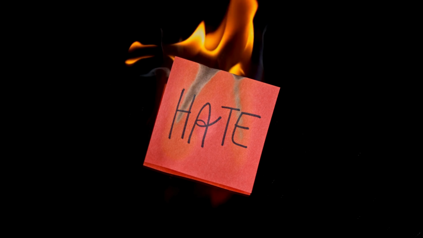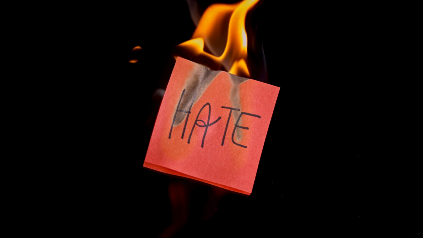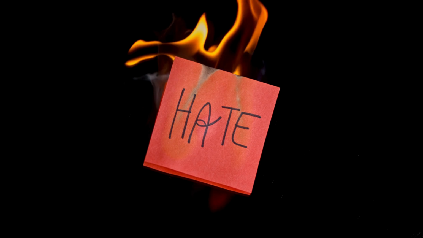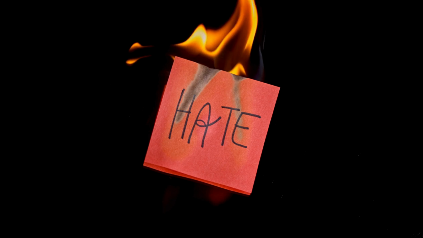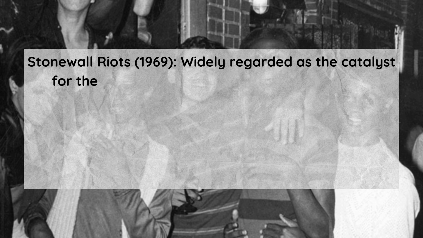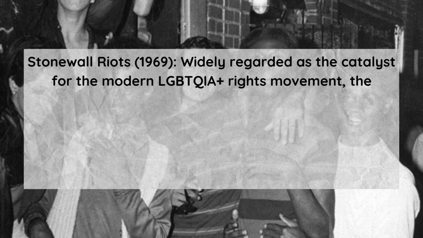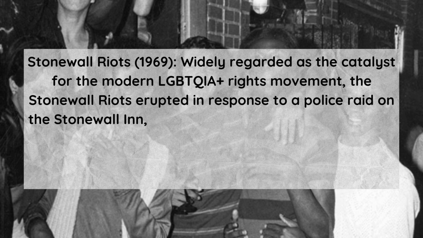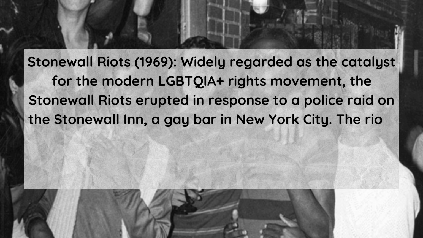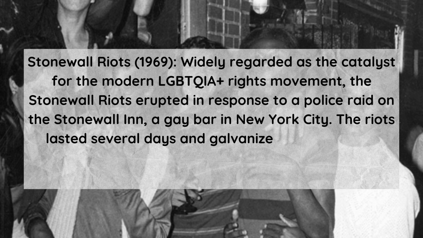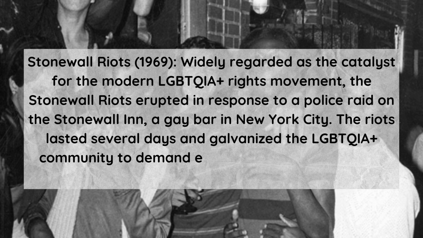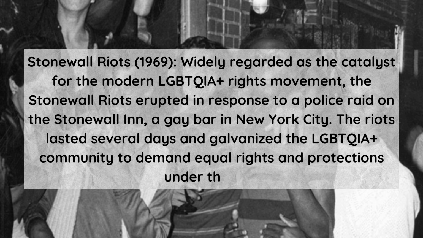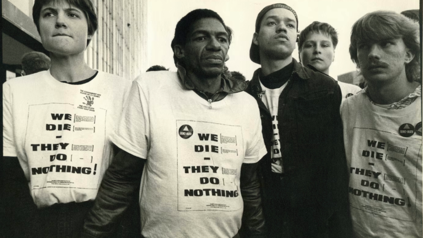I want to highlight just a few specific significant historical events in the U.S. history of societal hate for the LGBTQIA community. 1. Stonewall Riots, 1969, widely regarded as the catalyst for the modern LGBTQIA rights movement. The Stonewall Riots erupted in response to a police raid on the Stonewall Inn, a gay bar in New York City. The riots lasted several days and galvanized the LGBTQIA community to demand equal rights and protections under the law.